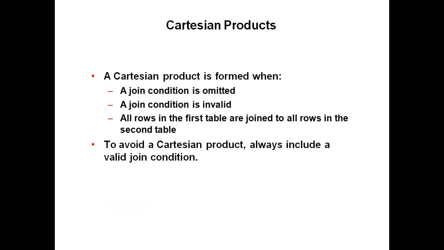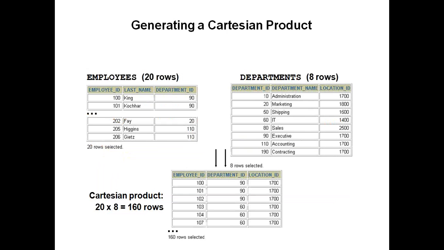Then we have Cartesian product. The Cartesian product is also called cross join. So what happens in Cartesian product, as you can see on the screen. Suppose the employees table is having 20 rows and the departments table is having 8 rows. Just like in mathematics, Cartesian product is going to multiply the two values and display the total.